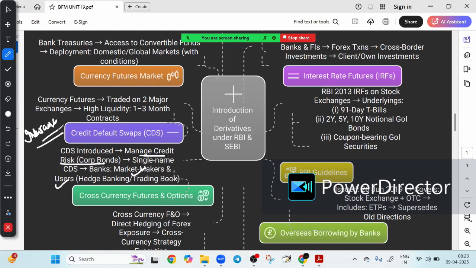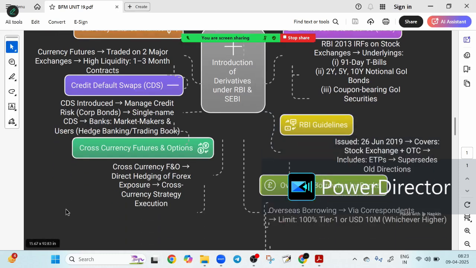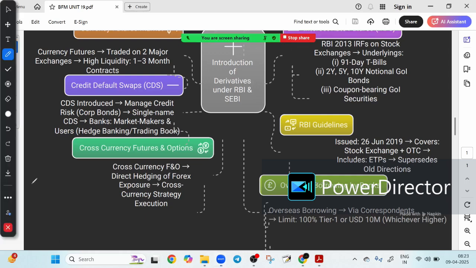Then we have cross currency future and option. So here you can see at the bottom we have something called cross currency future and option. Suppose you want to hedge your forex exposure in yen and you deal in euro, right? So how can you do that? So cross currency future and option help with direct hedging and strategy execution. So here you can see direct hedging and strategic execution, right? Whatever the currency pair is, no matter. If you want to hedge a forex exposure in yen while you deal in euro, cross currency future and option help with direct hedging and strategy execution.